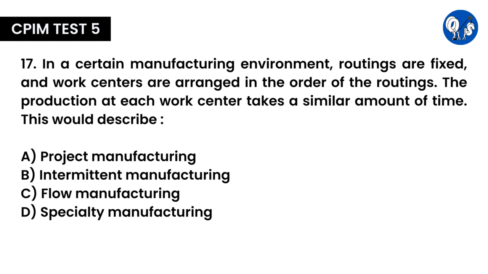Question number 17. In a certain manufacturing environment, routings are fixed and work centers are arranged in the order of the routings. The production at each work center takes a similar amount of time. This would describe A. Project manufacturing, B. Intermittent manufacturing, C. Flow manufacturing, D. Specialty manufacturing. Here the correct answer is C. In a flow manufacturing environment, routings are generally fixed with work centers arranged according to the flow.